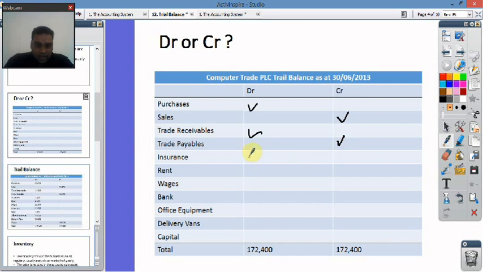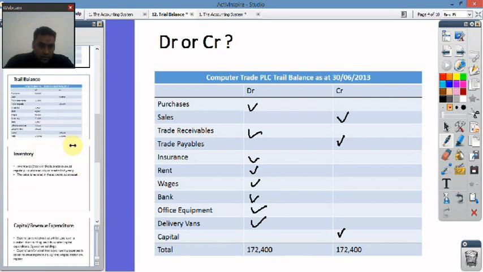Insurance, that's an expense, so that will be a debit. Rent, that's an expense, so that will be a debit. Wages, that's an expense, so that will be a debit. Bank, now that can be debit or credit, but normally there's money in the bank, so that's normally a debit, but it could be a credit. Office equipment, that's an asset, so that's a debit. Delivery vans, that's an asset, so that's a debit. Capital is the money that we owe to the owner, so that will be a credit. Now inventories is something that is reviewed every 6 or 7 months, and then it's included as a line in the trial balance, and it will be a debit normally.